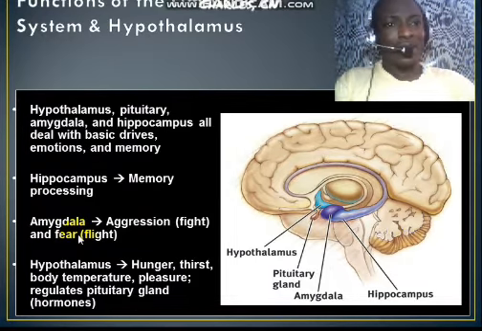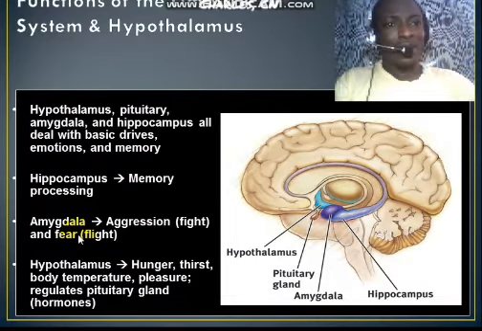Also, everything that has to do with emotions, anger, fear, love, joy, happiness, sadness, they are all controlled by the limbic system. This is the structure controlling every human emotion, the limbic system. Alright, good. The hypothalamus plays a vital role in hunger, thirst, body temperature, pleasure, and also regulates the pituitary gland. Okay, good. Now the hypothalamus has so many functions.